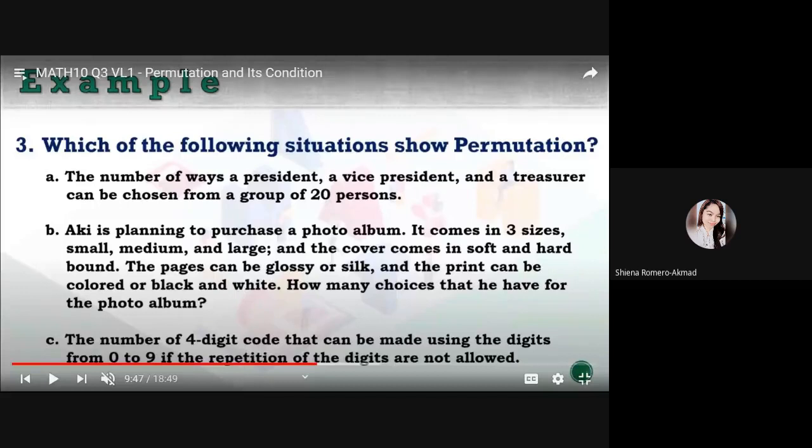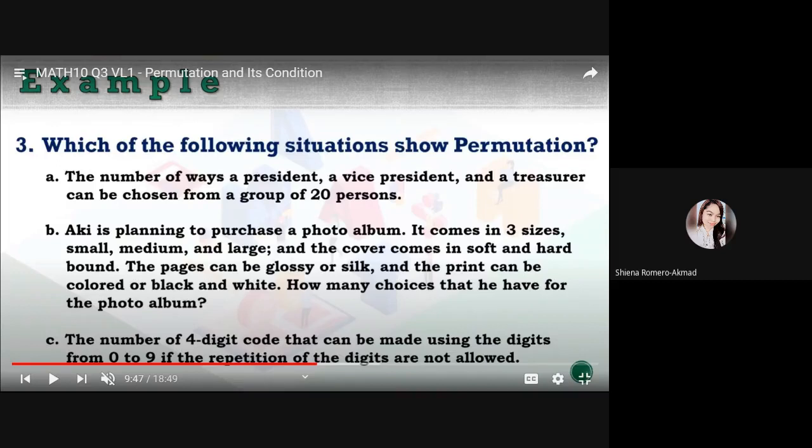May tanong lang po ako. Clarification po. Kapag permutation, bawal po ma-repeat yung mga numbers or sets? Hindi. Yung repetition kasi dyan, condition yan. Bawal maulit, parang gano'n ang ibig sabihin. So pwedeng maulit, bawal maulit, may mga gano'ng instances.